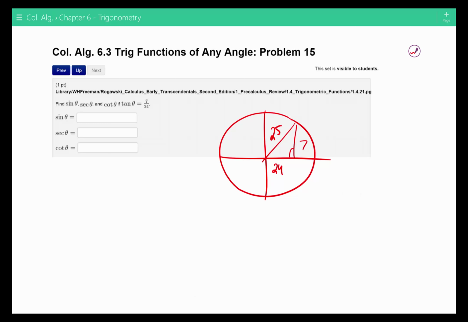So then if I want to find the sine, it's opposite over hypotenuse, which is 7 over 25. The secant is the reciprocal of cosine, so instead of doing adjacent over hypotenuse, we'll do hypotenuse over adjacent. And the cotangent is the reciprocal of tangent, so I'll do adjacent over opposite, 24 over 7.